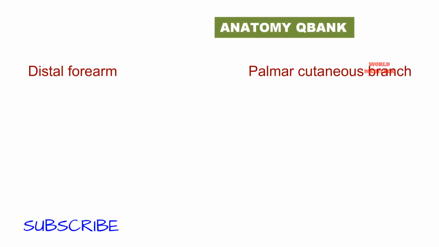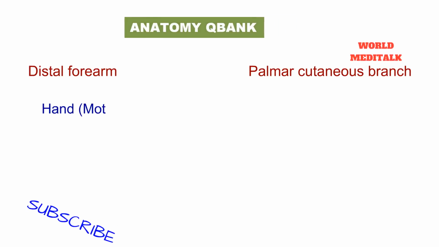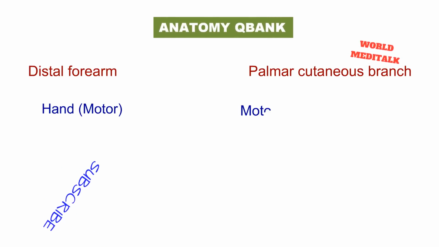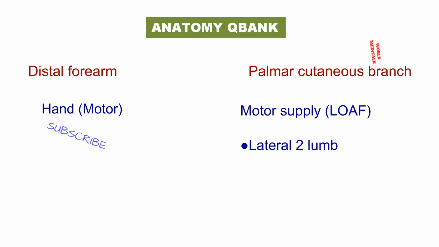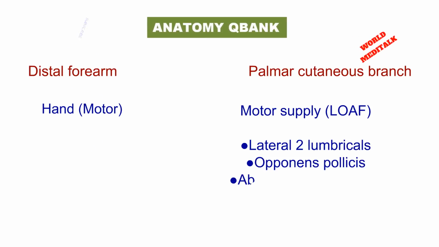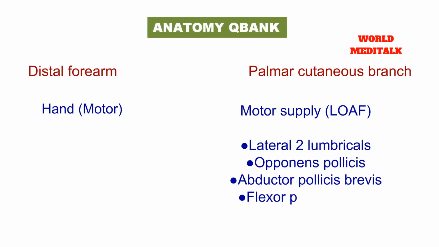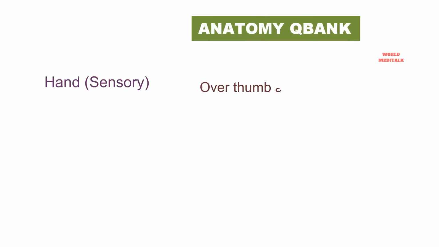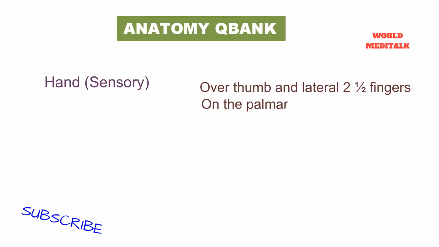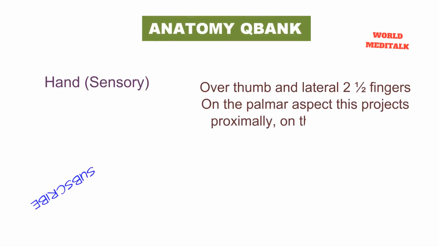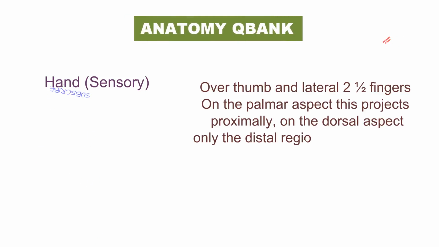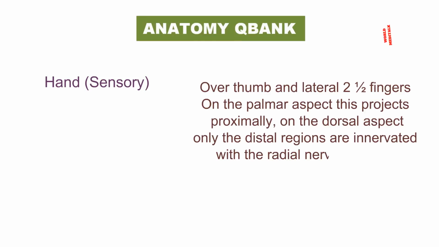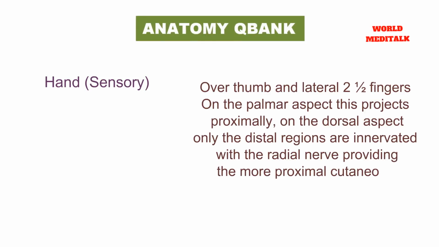In the hand, there is both motor and sensory supply. The motor supply goes to the lateral two lumbricals, opponens pollicis, abductor pollicis brevis, and flexor pollicis brevis, and sensory supply goes to the thumb and lateral 2.5 fingers. On the palmar aspect, this projects proximally. On the dorsal aspect, only the distal regions are innervated by the median nerve, with the radial nerve providing more proximal cutaneous innervation.